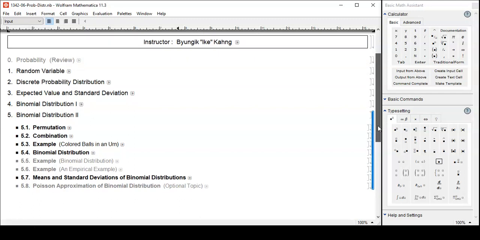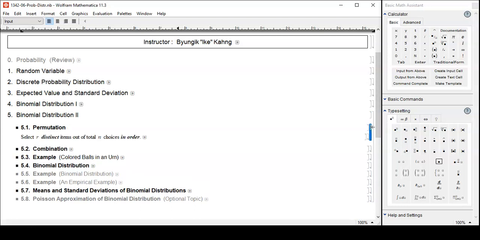These used to be very, very important for probability classes, but times have changed. So nowadays, in 1000 level statistics, it's not being emphasized as much. Anyway, here we go. Let's begin with a concept called permutation.